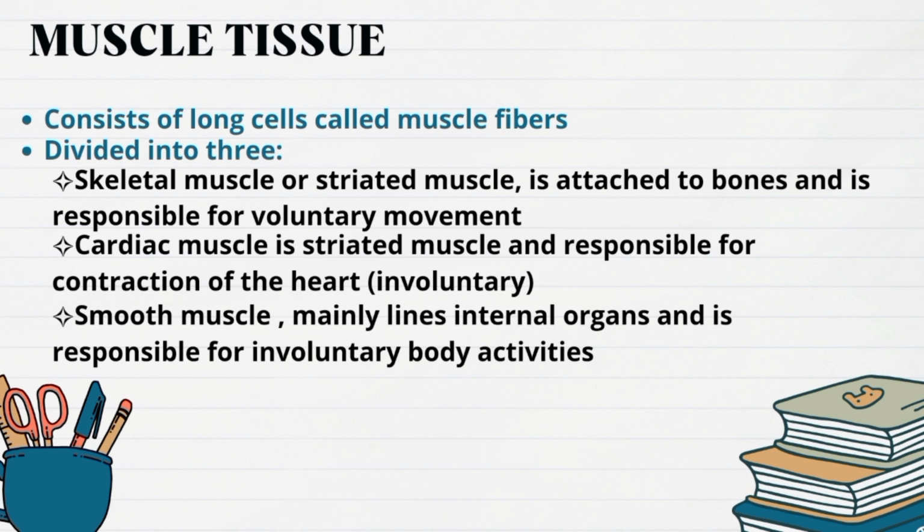First one, skeletal muscle or striated muscle, is attached to bones and is responsible for voluntary movement. Second, cardiac muscle. Cardiac muscle is also striated muscle and is responsible for involuntary contraction of the heart. And lastly, smooth muscle. Smooth muscle mainly lines internal organs and is responsible for involuntary body activities.